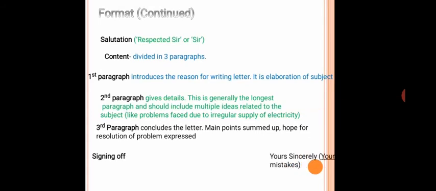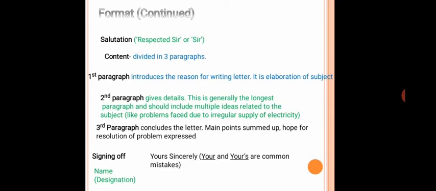Now about signing off, yours sincerely is what we use. Students generally use your or yours with an apostrophe. Both these are wrong and they are very common mistakes. Now below it comes name and designation, if designation is given, otherwise just the name will do. So here is a solved sample exercise for you.